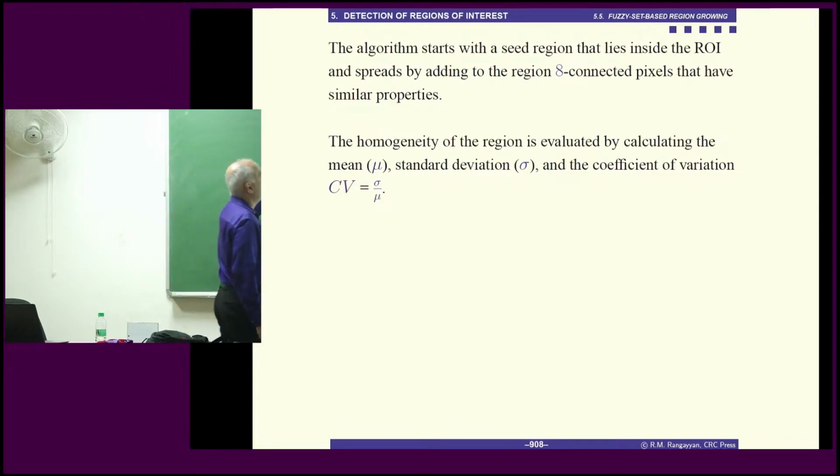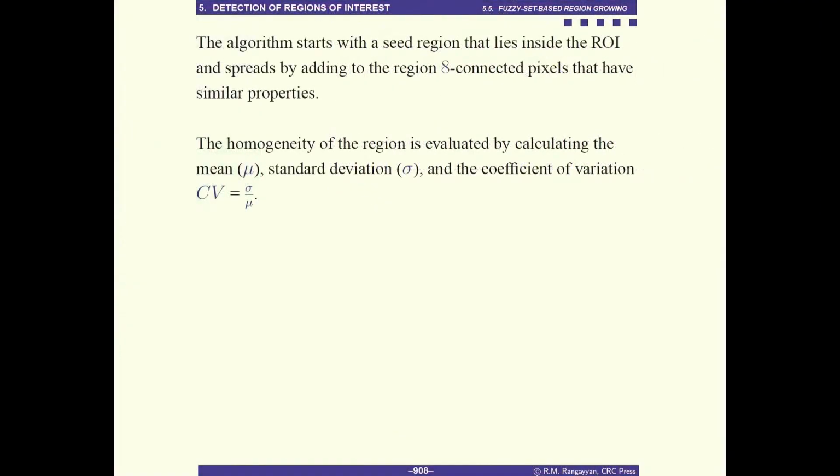The homogeneity of the region that is developing by region growing is evaluated by calculating the mean, mu, standard deviation, sigma, and coefficient of variation, sigma over mu. The coefficient of variation, one has to be careful. It is defined for distributions for which the mean is not 0. Otherwise, you have a problem here. Divide by 0. But this is of density, intensity, positive valued images, so mu is always greater than 0.